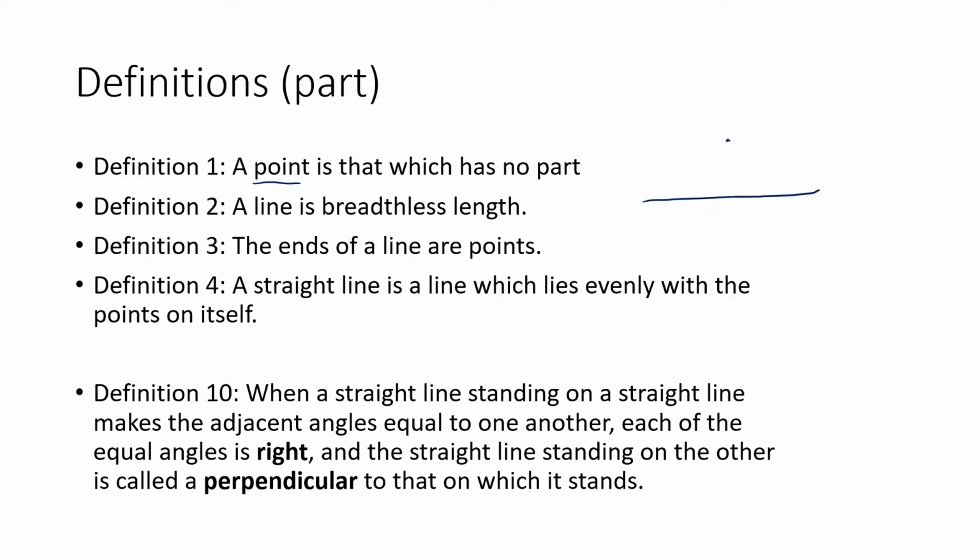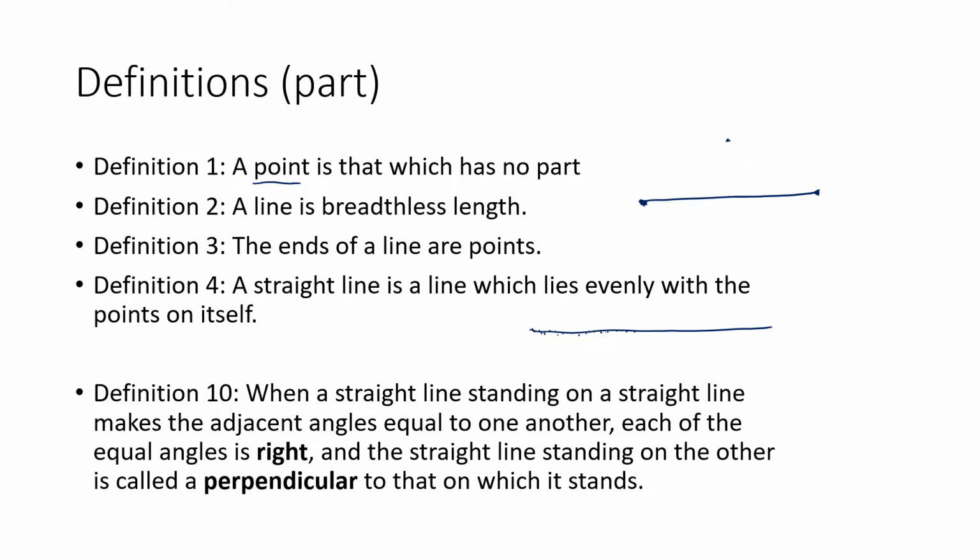The ends of a line are points. Yeah, this end of a line is a point. And a straight line is a line which lies evenly with the points on itself. So this basically means that in a line you can see a lot of small points that come with this line.